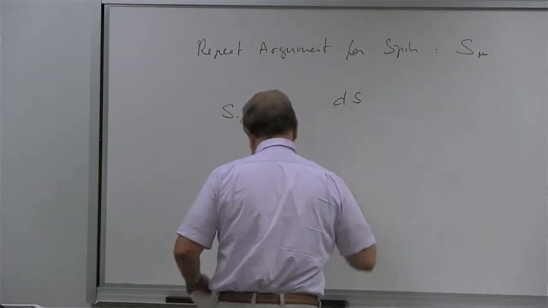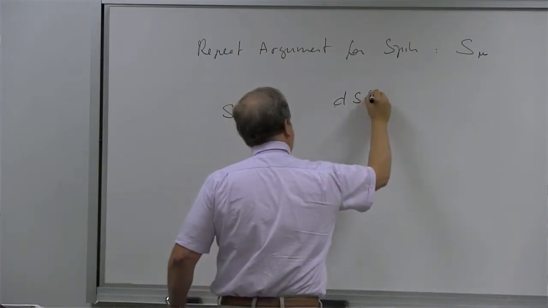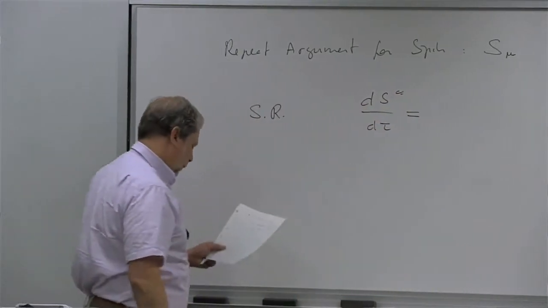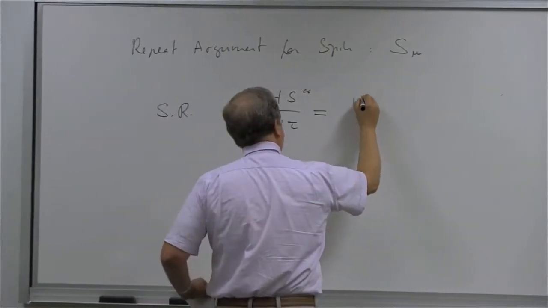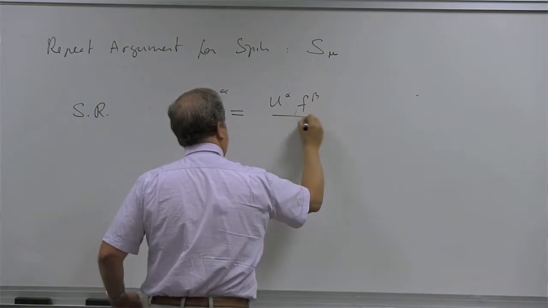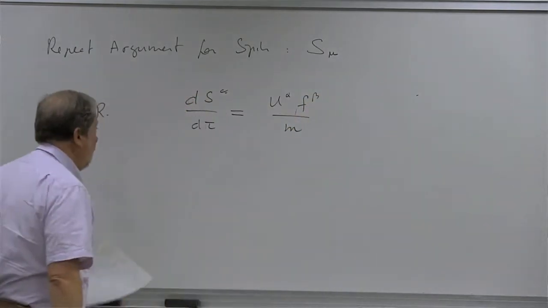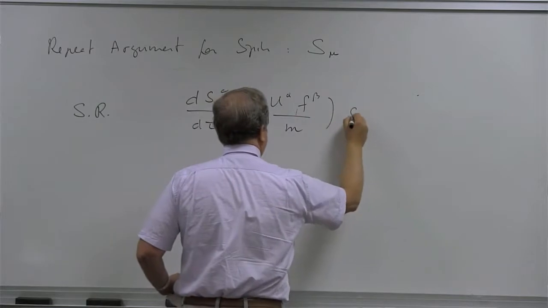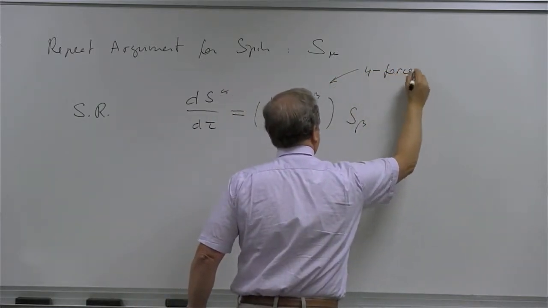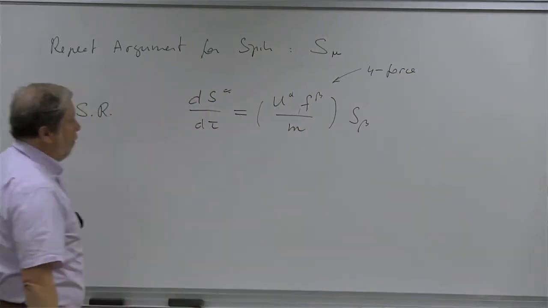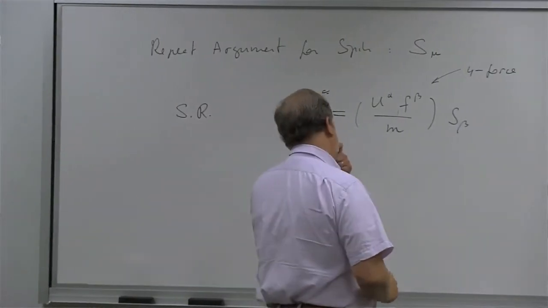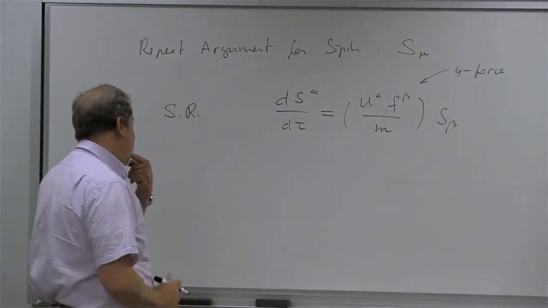is that ds alpha by d tau was equal to u alpha times f beta divided by the mass, times S beta. So this is again the 4 force. And if there is an external 4 force, which could depend on x, then the derivative of the spin with respect to proper time obeys this equation.